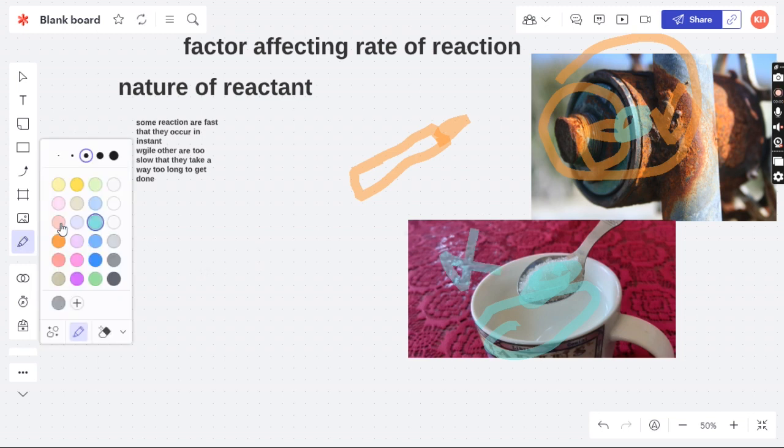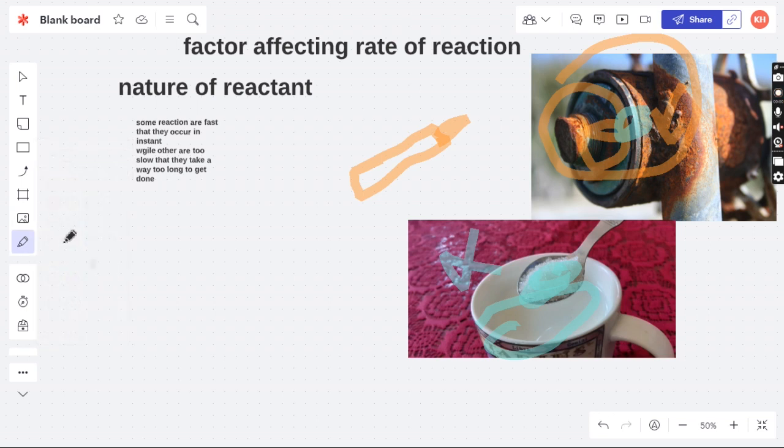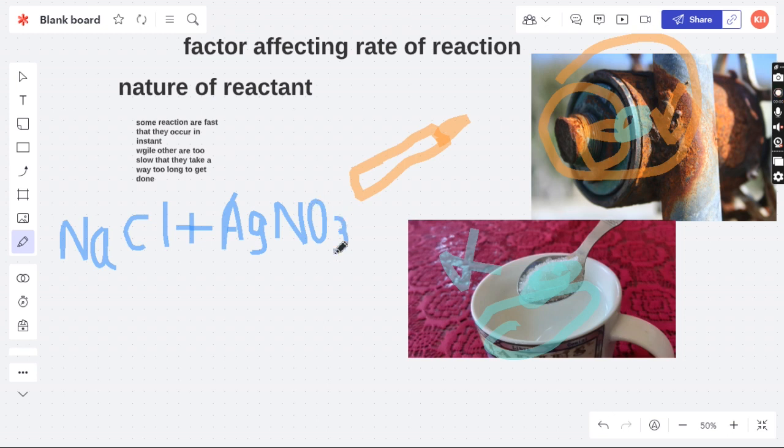Although, if we talk about one more reaction here, let's just discuss it. For example, NaCl plus AgNO3. After the reaction, it becomes NaNO3, which means sodium nitrate, and AgCl, silver chloride. This is basically a very fast reaction.